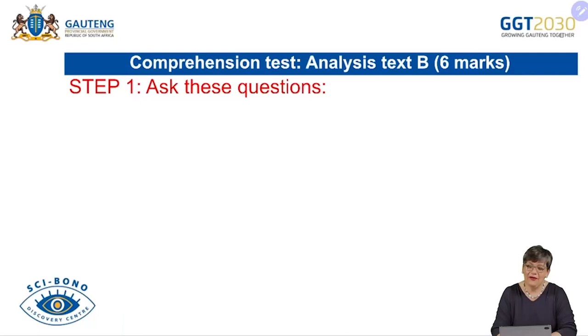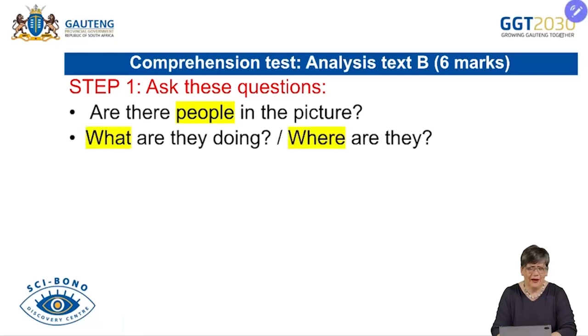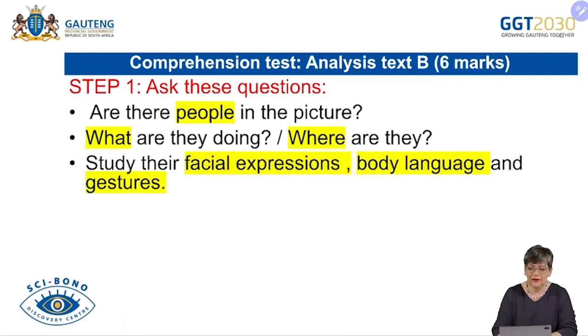Ask yourself the following questions. Are there people in the picture? If people are in the picture, what are they doing? Where are they? Can you see what I'm doing? You're literally analyzing the visual picture. If the people are there, look at their facial expressions, their body language. Are they using their hands? What are they doing?